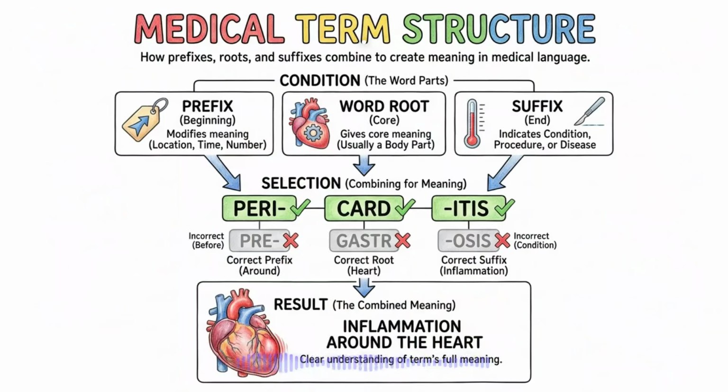The word root gives the core meaning of the term and usually refers to a body part like the heart or the stomach. A prefix is placed at the beginning of the word to modify its meaning, often indicating location, time, or number. A suffix is added to the end of the word root to indicate a procedure, condition, or disease. For example, in the word pericarditis, peri is the prefix meaning around, card is the root meaning heart, and itis is the suffix meaning inflammation.